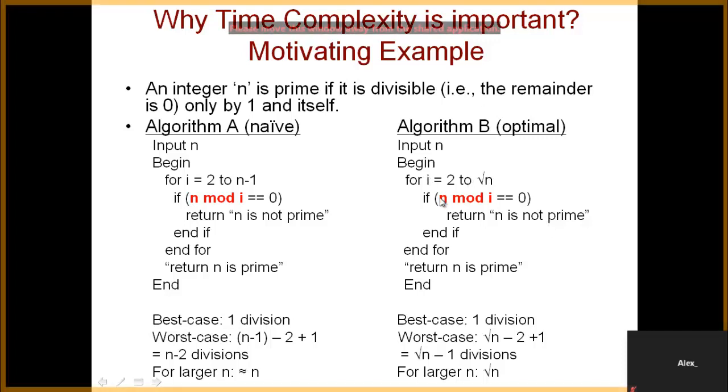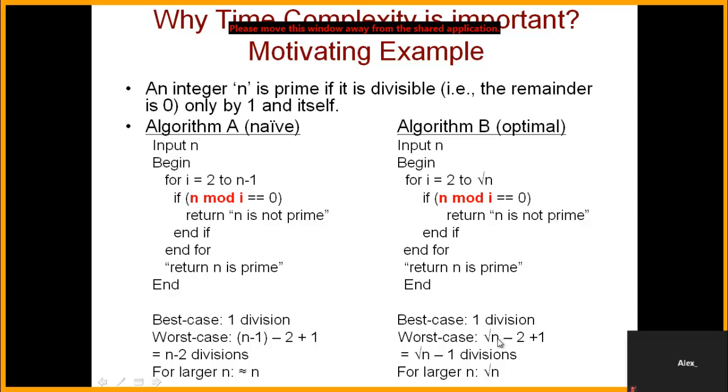So if you analyze the number of times you do the divisions here, at the worst case it is square root of n, again the upper limit minus lower limit, which is minus 2 plus 1. So again this is square root of n minus 1. For larger n, you can discard the lower order terms and simply say square root of n.